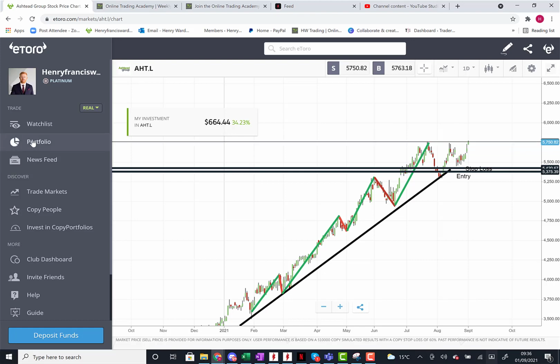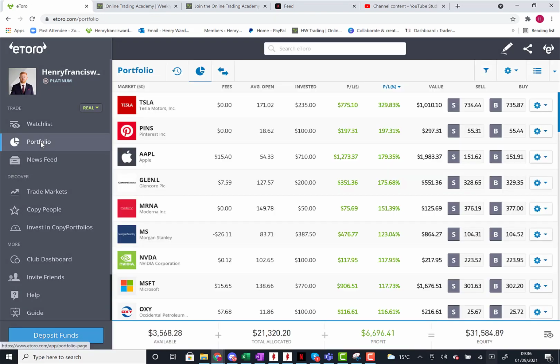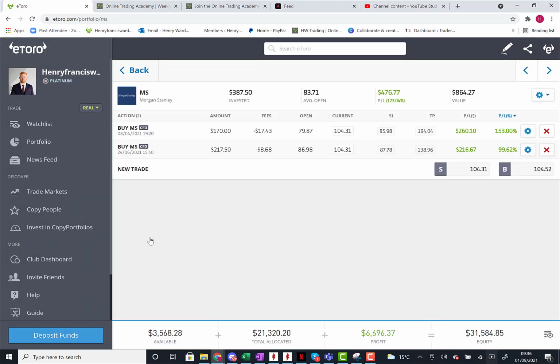And an example of that, to show you an example that's already there, is Morgan Stanley. Now I have two different trades at Morgan Stanley, so we can see them here. One is at 260 quid and the other one's at 215. Now I part closed these positions at 300 quid.